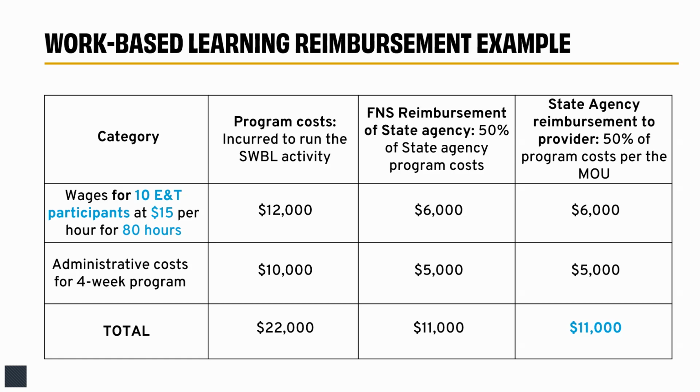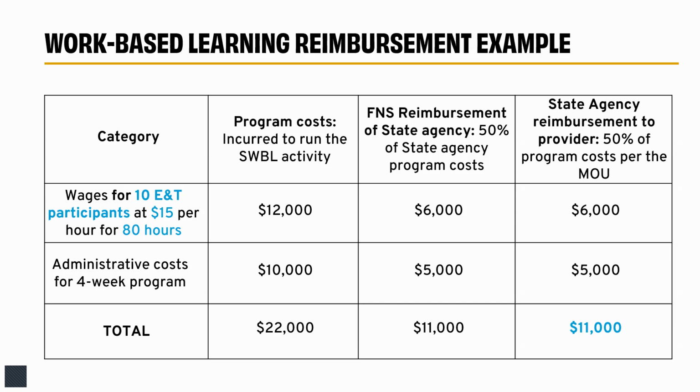In addition, your program has some administrative costs. These would be the costs for your staff, your trainers, your crew supervisors, individuals like that, employment specialists. And in this example, we're going to say that costs $10,000. So that $10,000 can be reimbursed at an amount of $5,000. So that's, again, a nice fiscal opportunity.